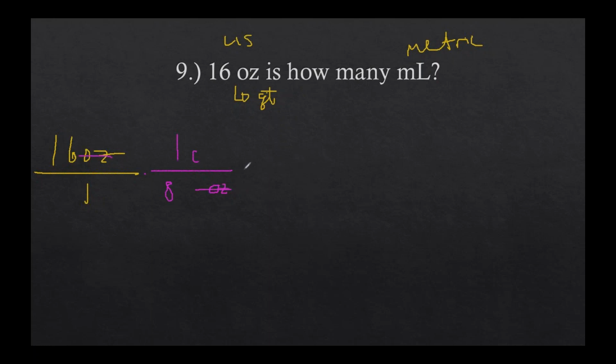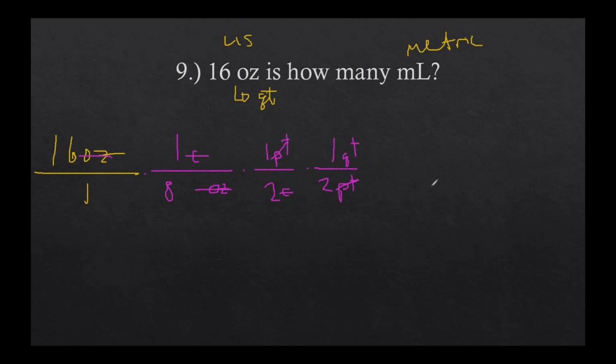But that's not quarts. So then I can say, well, I know there are 2 cups in 1 pint. That makes my cups go away, but I'm still not in quarts. So then I do one more step and I say, well, I know there are 2 pints in 1 quart. That makes my pints go away. Now my label is quarts. That's what I wanted, right?